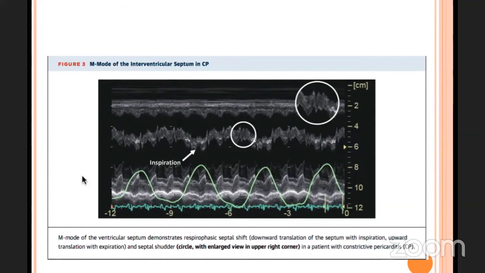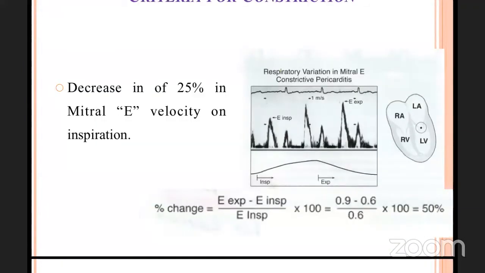Now, the other patterns are very much familiar to you: the respiratory variation of the E wave velocity of the mitral flow pattern. If there's a decrease in the E wave velocity by 25% or more during inspiration, that is what we call a respiratory variation. This is something like a dissociation of intrathoracic pressure from the intrapericardial pressure. That is the reason why normally also there is a decrease in the E wave peak velocity during inspiration, but that decrease is only 10%.